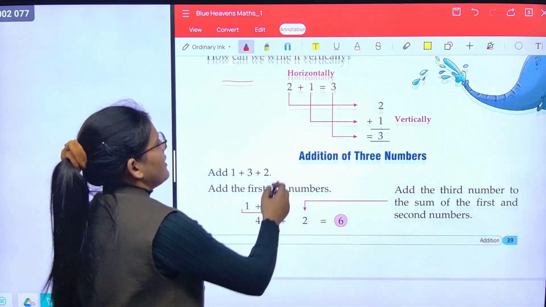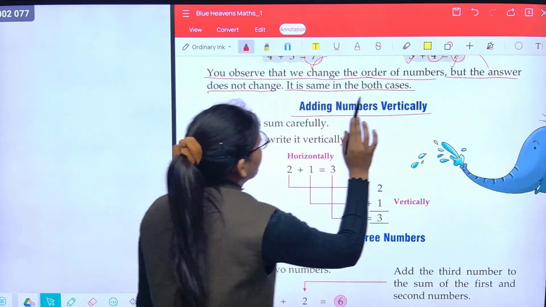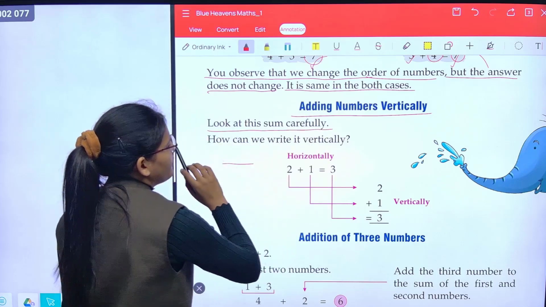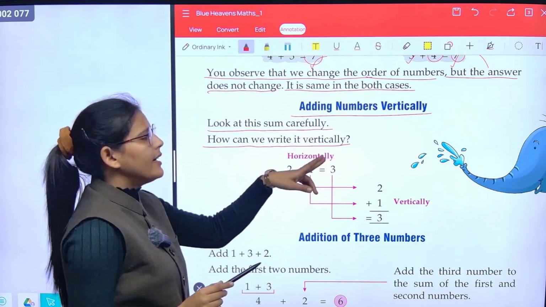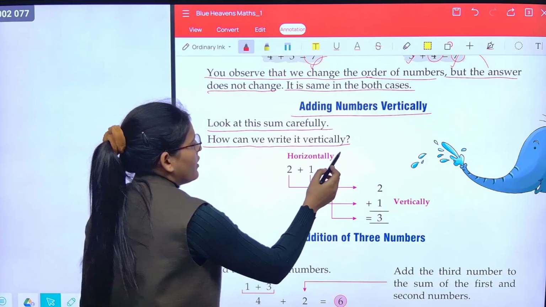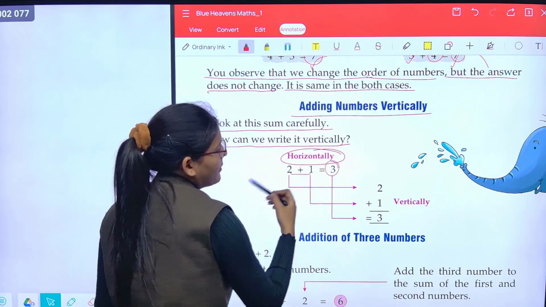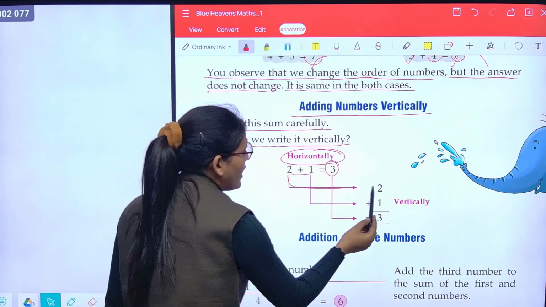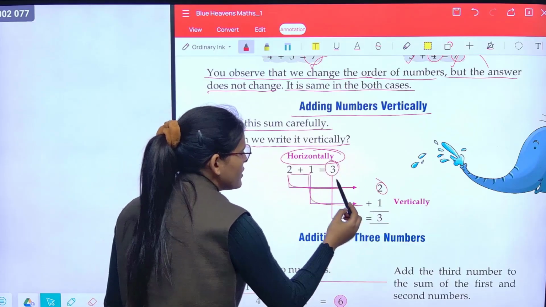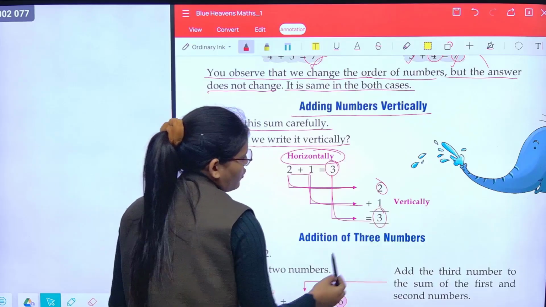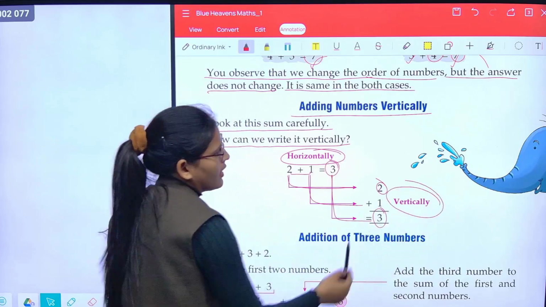Now class, adding numbers vertically. Look at the sum carefully class. How can we write it vertically? Class, horizontally, 2 plus 1 is 3. But vertically, we put 2 on top, then 1 below it, then 3 below that. 2 plus 1 is 3. So this is vertical addition with a plus sign.